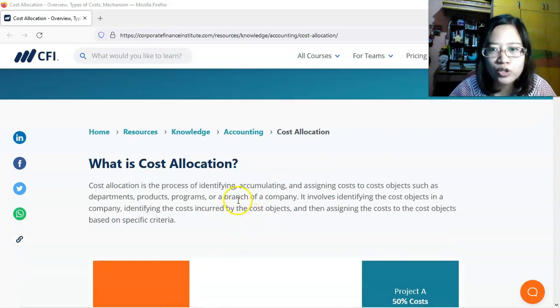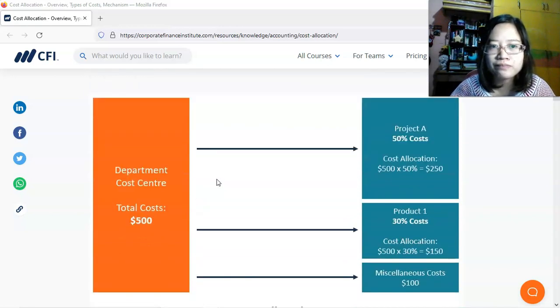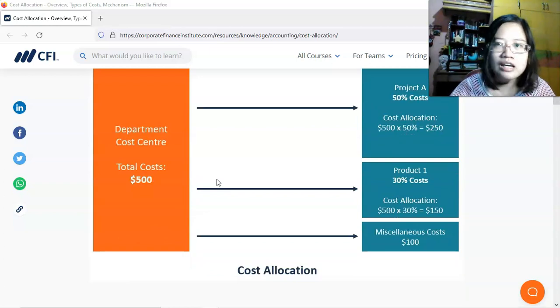Ayan. So, yung cost allocation, other types of cost objects, normally it's the products or the product lines, but it could also be the departments, programs, or a branch of a company. Okay? It involves identifying the cost objects in a company. After ng cost objects, ina-identify din yung cost incurred by the cost objects, and then assigning the cost to the cost objects based on specific criteria. Ayan. So, medyo malito yung terms, but there you have it. Alright? Mamaya may example naman tayong ipapakita on the allocation. So, carry lang.